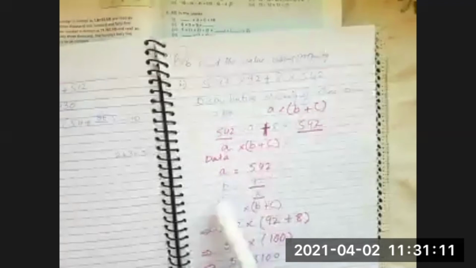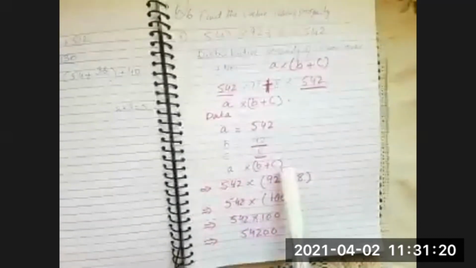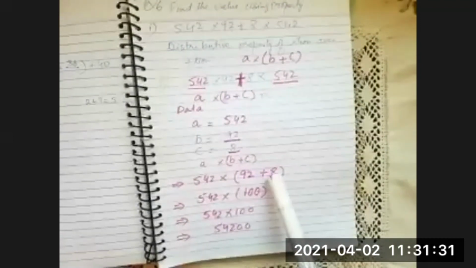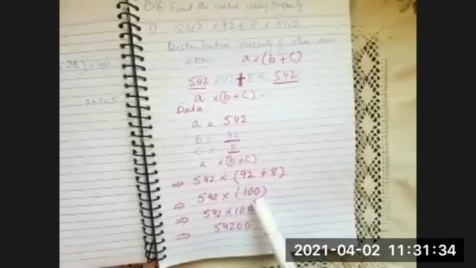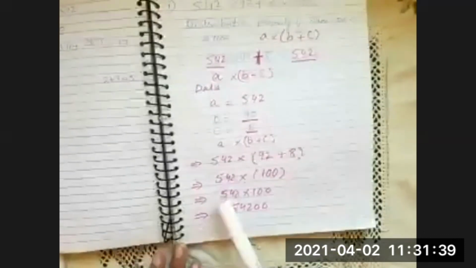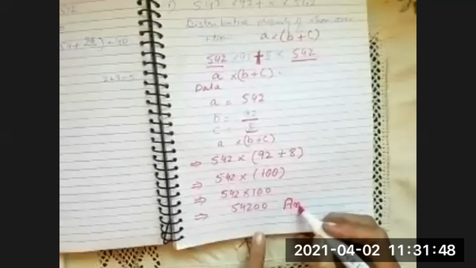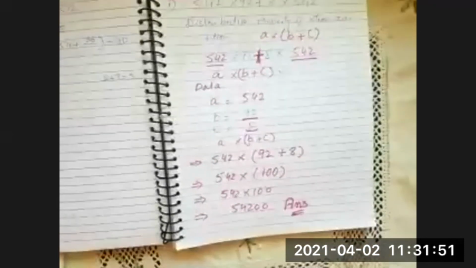If A is 542, B is 92, C is 8, look at the question. The formula is A into B plus C. So by putting the values, 542 into B is 92 plus 8 is C in the bracket. So we will solve the bracket first. Add 92 and 8, you will get 100. Multiply this 100 with 542, you will get 54,200 as your answer. Understood?